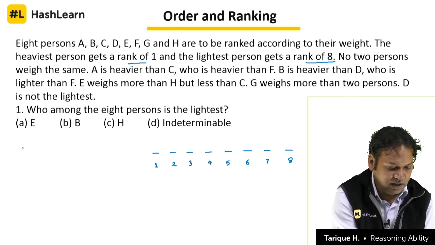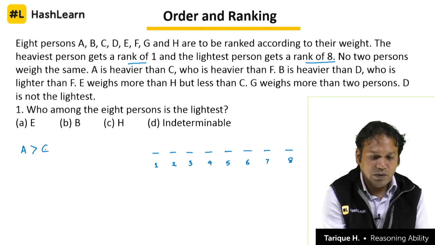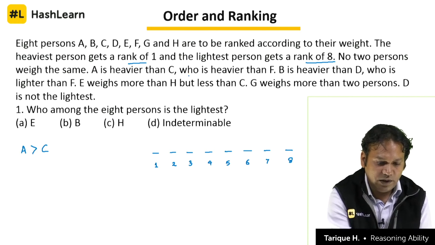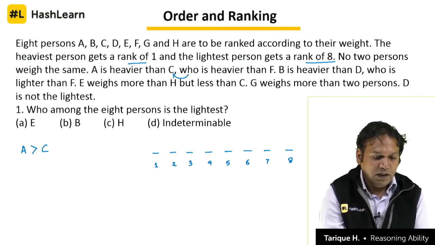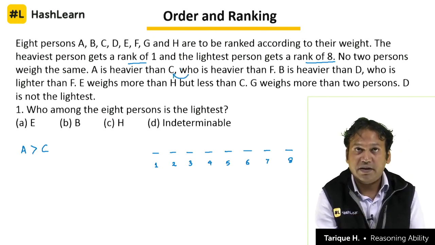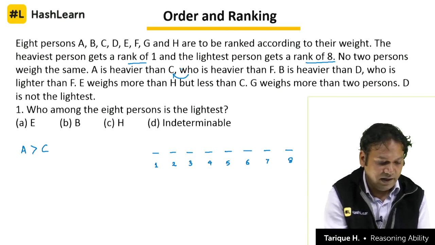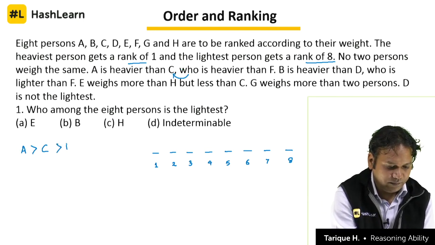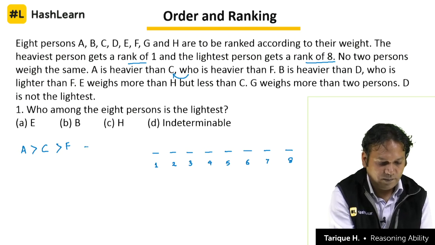A is heavier than C, so let us start forming our equations. A is heavier than C. Who is heavier than F? So who here refers to whom? C. So A is heavier than C. Who is heavier than F? So we get our first equation.